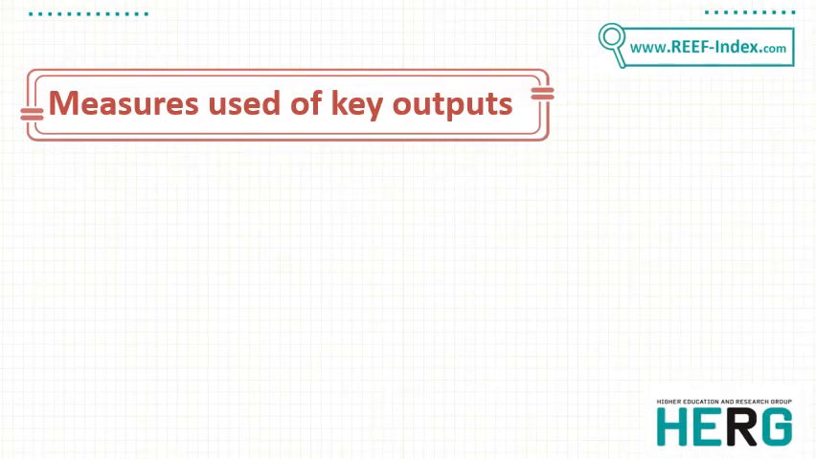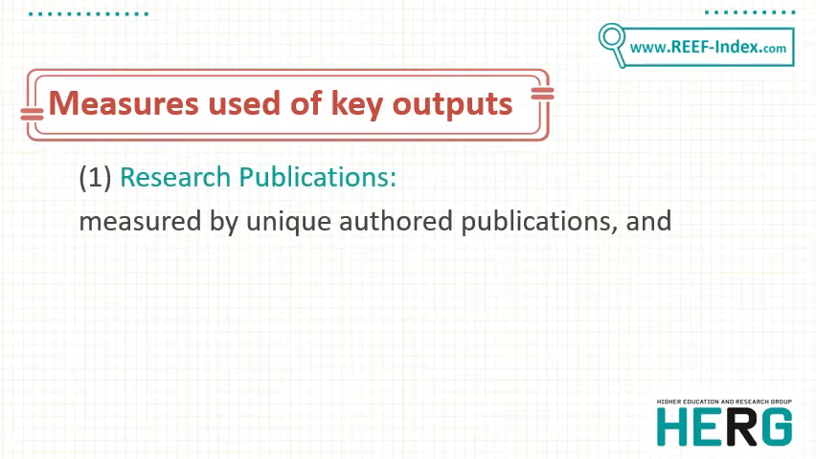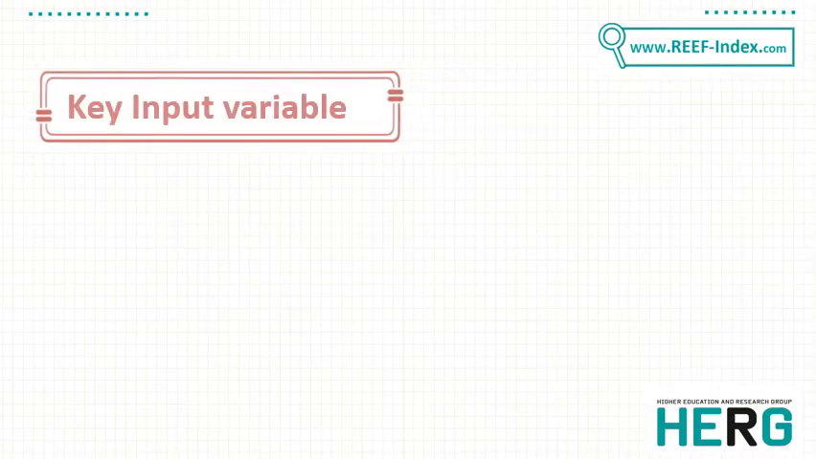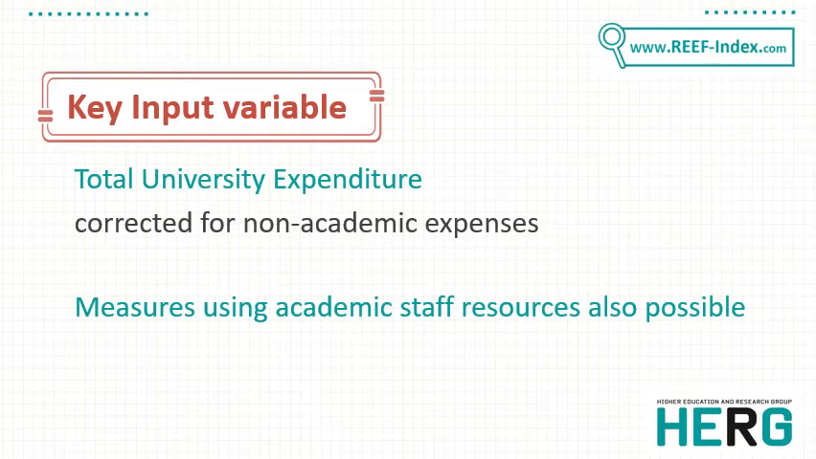The measures used are, for research, unique authored publications. And by unique authored, we mean if there are 2 authors for a paper, then that would count as 1/2 of a publication for the author and for the affiliated university. And for education, it is measured as equivalent full-time student load. The key input variable is university expenditure, corrected for non-academic expenses such as investment losses. We can also measure the efficiency and productivity by just calibrating it relative to academic staff resources used.